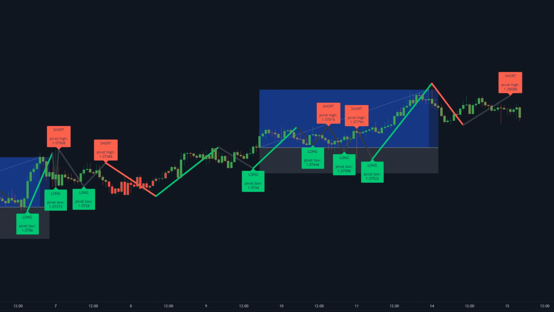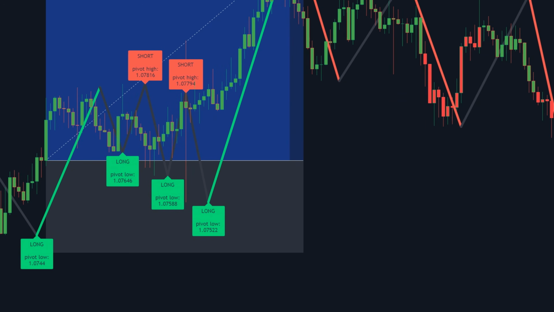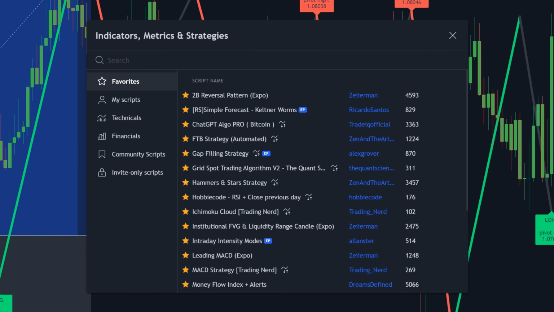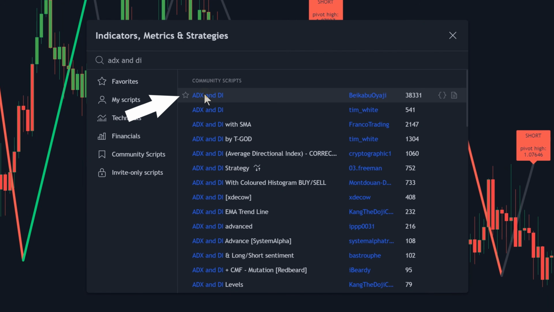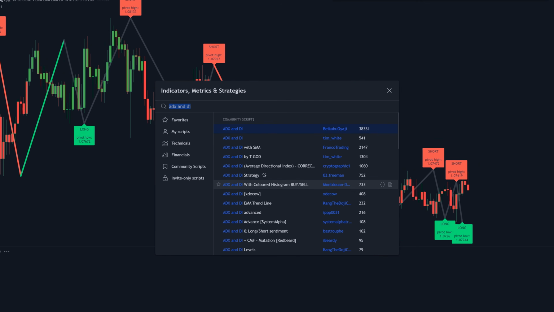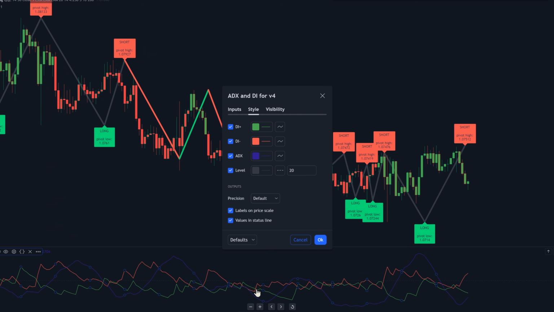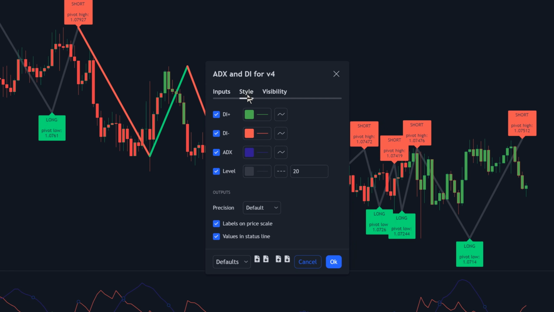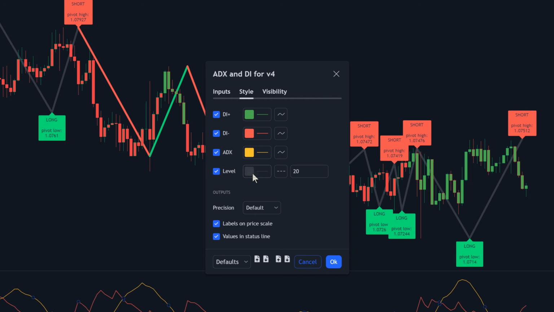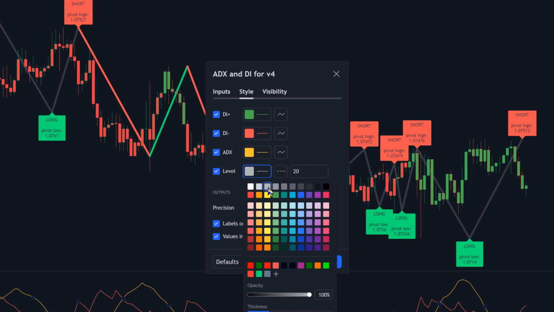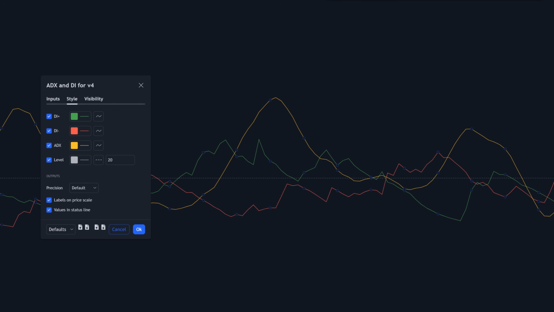Now, to add our final indicator to our chart, open the Indicator Search tab and type in ADX and DI. Be sure to select this one by Beikabu Oyaji. Double-click on it to access the settings panel. Then on the Style tab, we're going to change the ADX color to yellow. Then change this level color to a lighter shade of gray. After that, click OK.